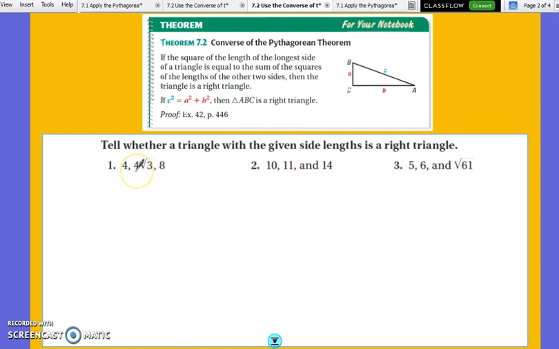So here are some other examples, and we're supposed to decide, do we have a right triangle or not? The first thing you want to make sure of is that you have the biggest side that you're using for your hypotenuse. So what I just did is I typed in this 4 square roots of 3, and I got about 6.9. The only reason I typed that in is so that I could see that 8 was definitely my biggest number. And so if this is going to be a right triangle, the 8 is the hypotenuse.